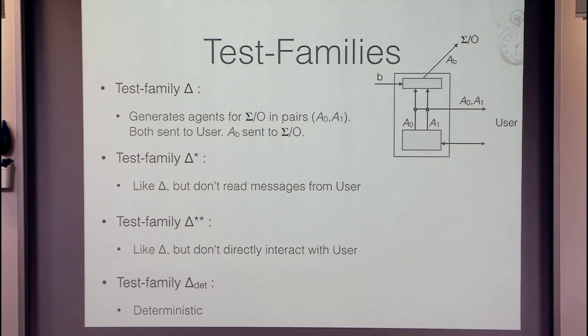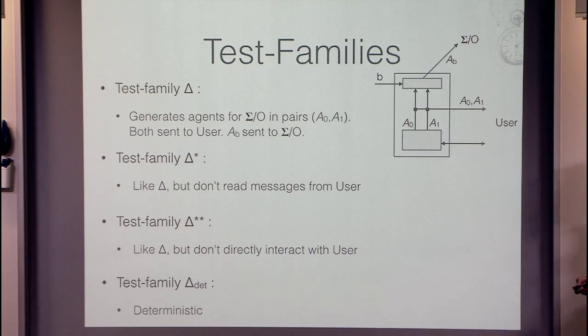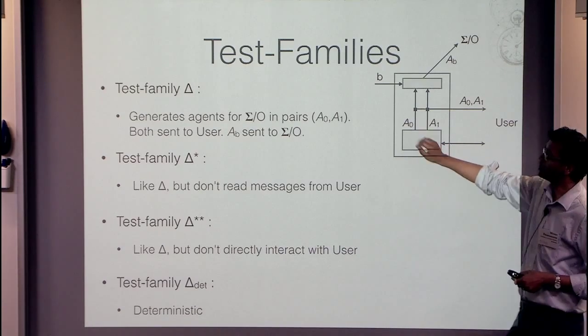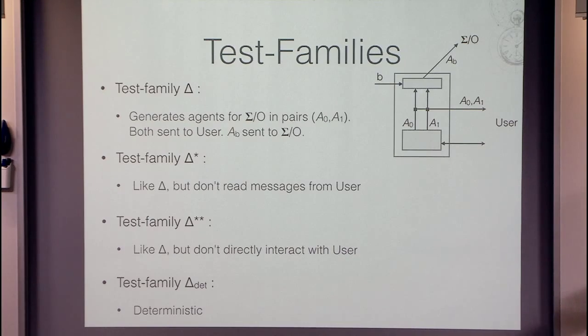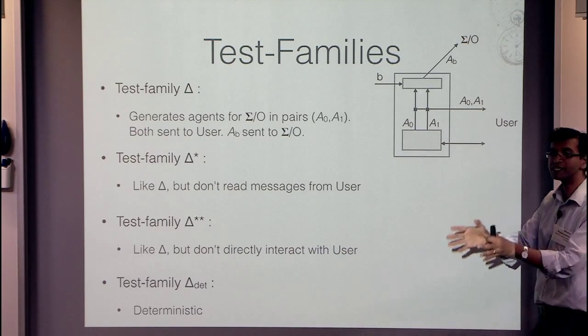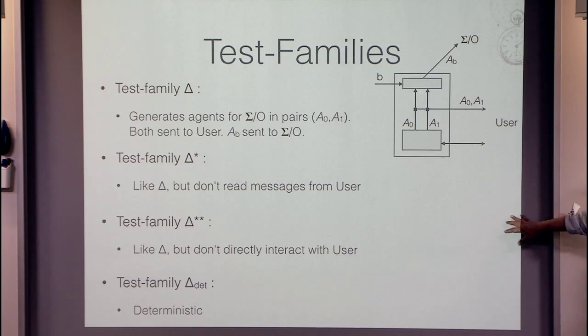Okay, so that is delta without any adornments. But we have a bunch of variants of delta. So delta star is a family in which it's like delta, but this bottom part doesn't read any message from the user. It only speaks. So it can give auxiliary information, but it's not going to listen to the user. Delta double star doesn't even do that. It just doesn't interact either way with the user.